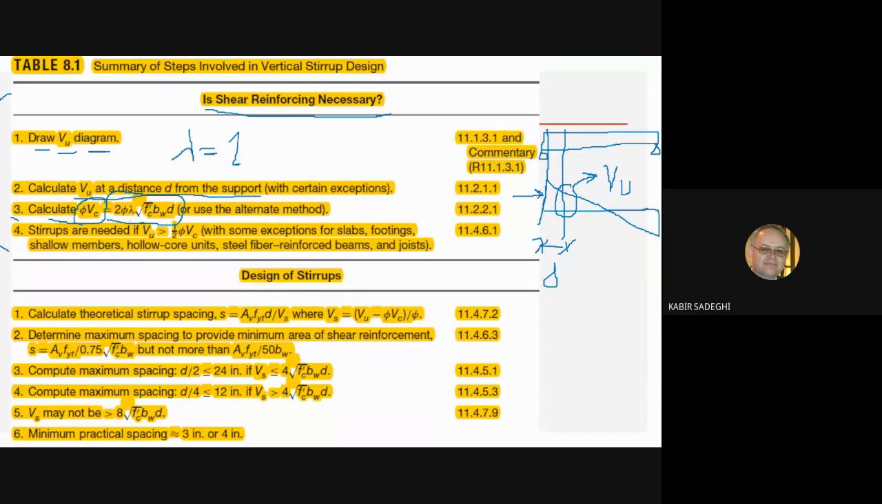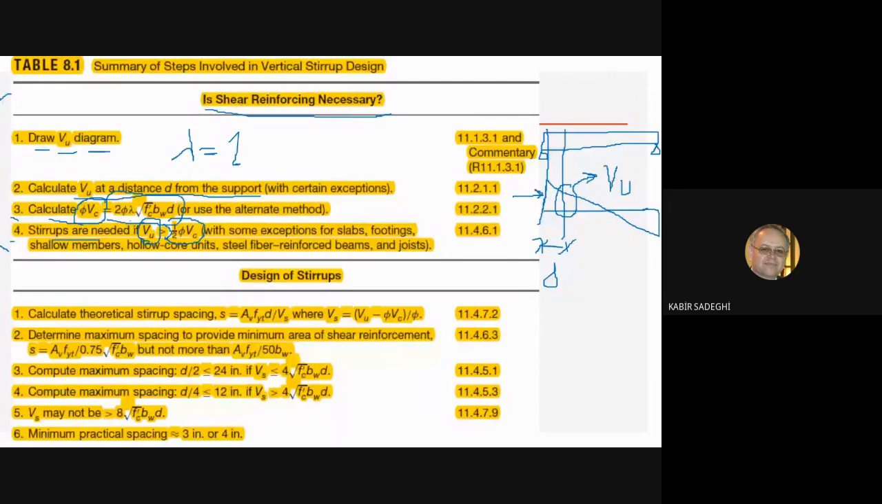At step four, we see whether stirrups are needed or not. Stirrups are needed if VU, the applied ultimate shear, is greater than half of the shear capacity of concrete, 1/2 phi VC. Therefore, if the applied ultimate shear force is greater than half of the concrete shear capacity, we need stirrups. We don't consider phi VC, we consider half of phi VC as a safety factor.